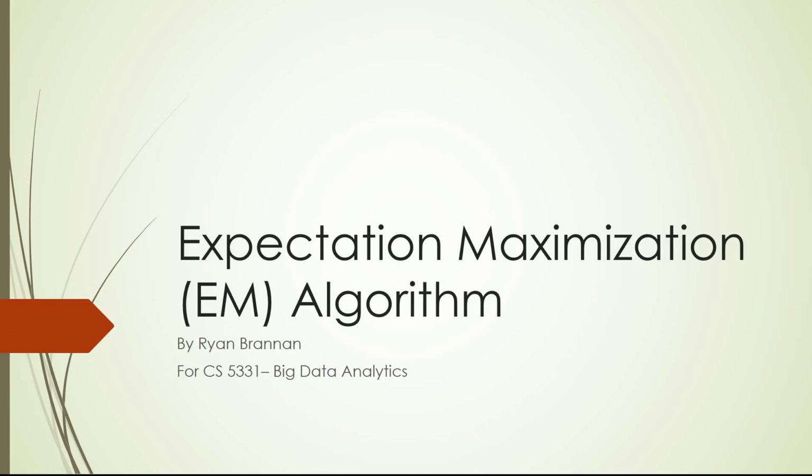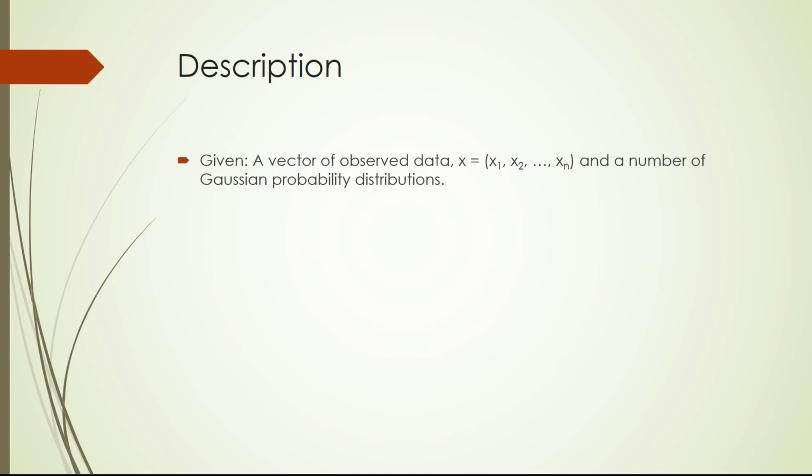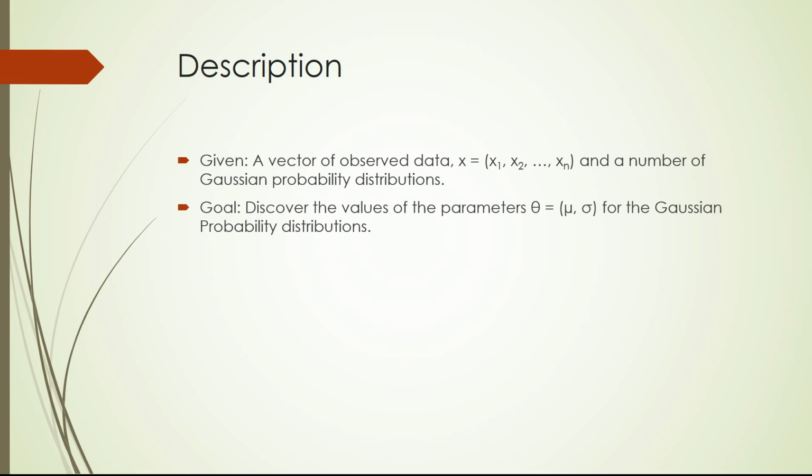Hello everyone. I'm going to be talking about the Expectation Maximization Algorithm, also known as the EM algorithm. We are given a vector of observed data and a number of Gaussian probability distributions. The goal of the EM algorithm is to find values for the median and covariance for each of the probability distributions.